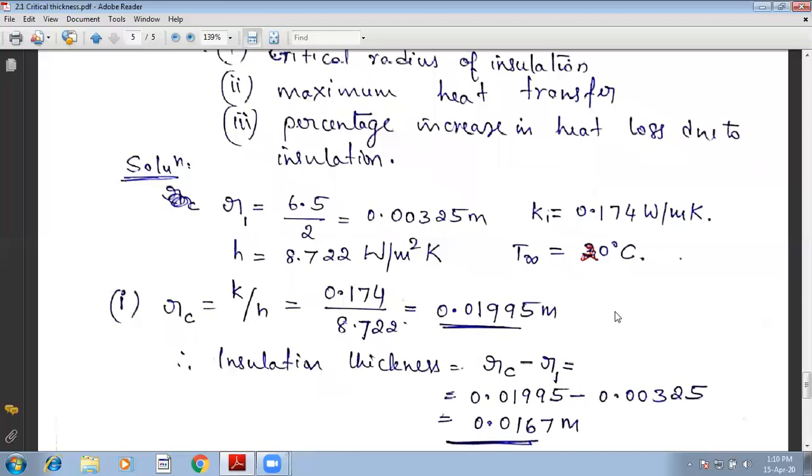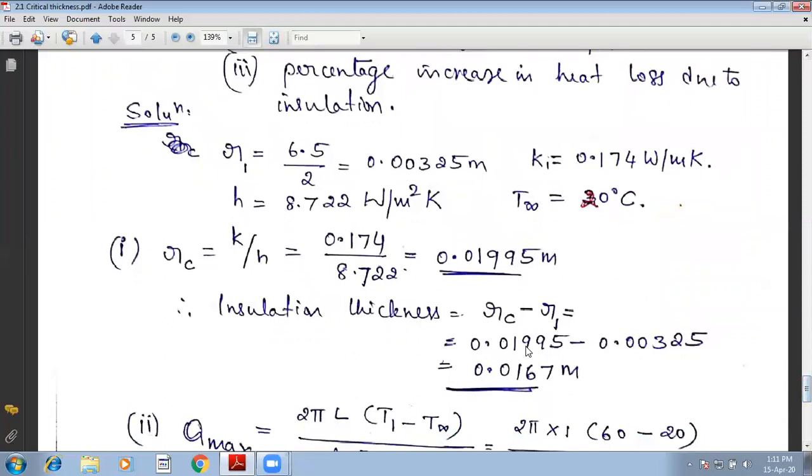Now what is thickness? So this is outer radius. When he has asked for thickness, you should take a difference of outer radius minus inner radius. So that is the thickness of insulation. So insulation thickness is RC minus R1, which gives you 0.0167 meters.